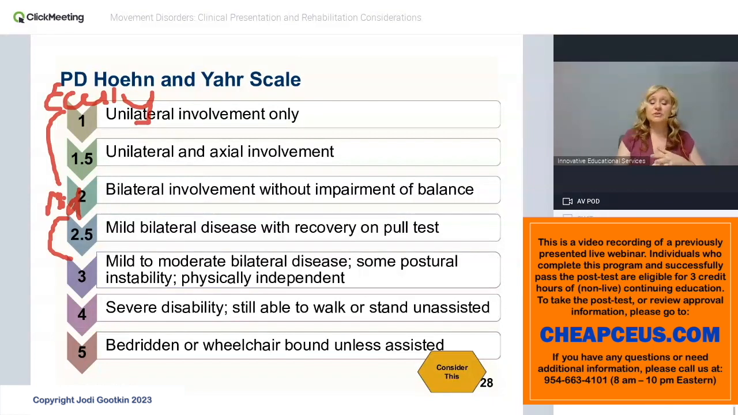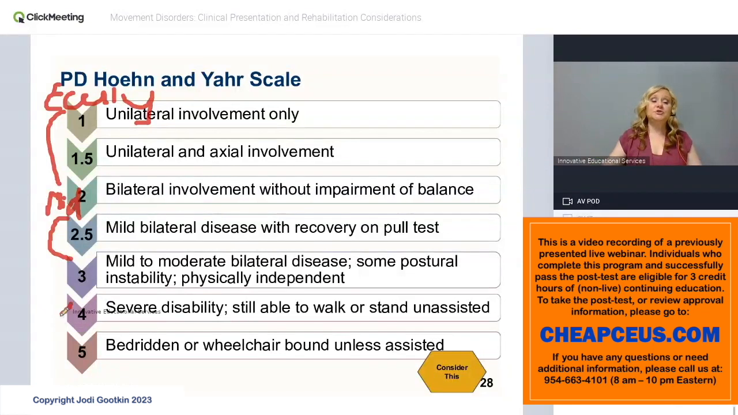They're having episodes of loss of balance. They might already be falling at this point. They're having challenges with eating and dressing. We're actually starting to see impairments in their ADL activities, but they're still independent.